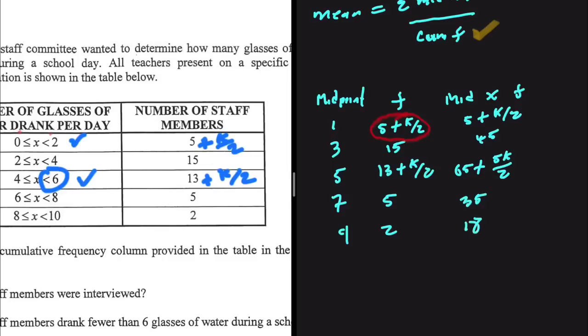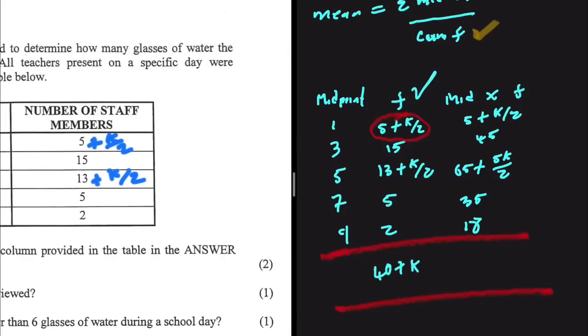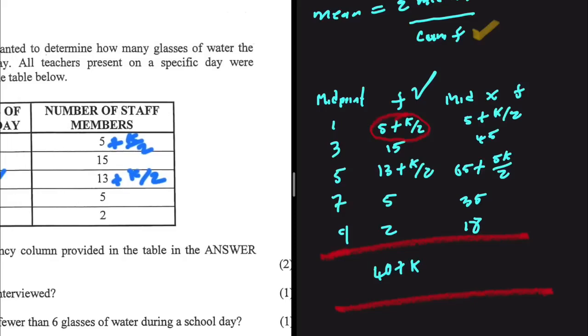Okay. And then the total. Okay, I have to find my totals now. The total for the frequency, I know that the cumulative frequency was 40, right? So now I'm going to have 40 plus k, right? For the k teachers that were absent. Okay, that is quite easy to see. And then midpoint multiplied by frequency, I need the total for that. I'm going to add up the numbers first.